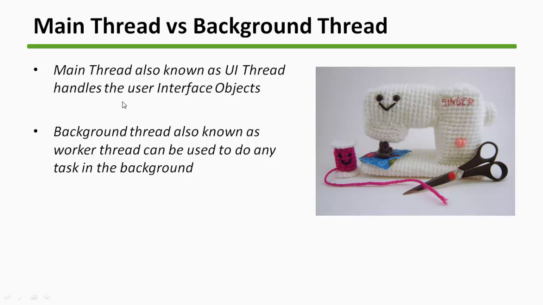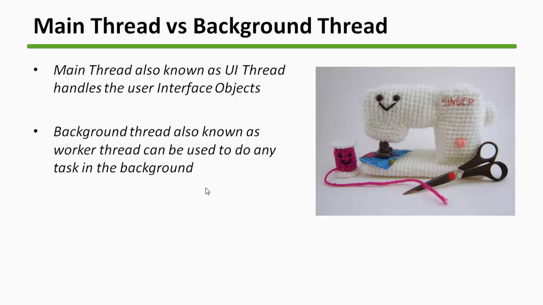Now there are two types of threads. One is called the main thread or the UI thread, and the other one is called the worker thread or the background thread. You can create any number of threads in the background, and on the top you have only one thread. That is your main thread. Similarly, in Android, or in most applications, you have a main thread. Only the main thread can touch the UI.